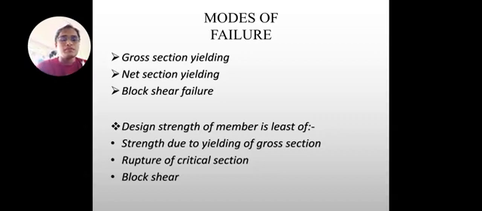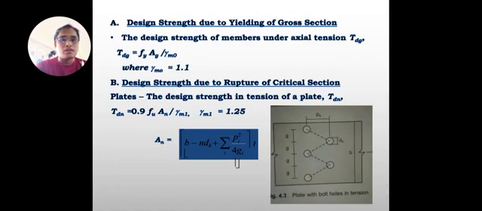The design strength of a member is the least of the strength due to yielding of gross section, rupture of critical section, and block shear. The design strength due to yielding of gross section, the design strength of members under axial tension, is Tdg = Fy Ag / γm0, where γm0 is equal to 1.1. Then the design strength due to rupture of critical section.